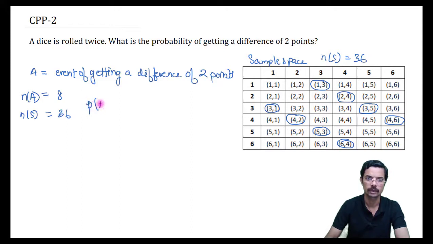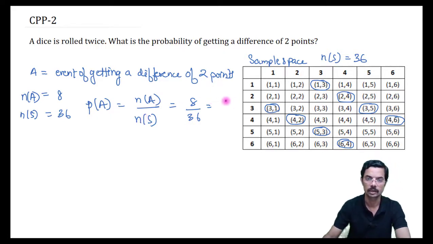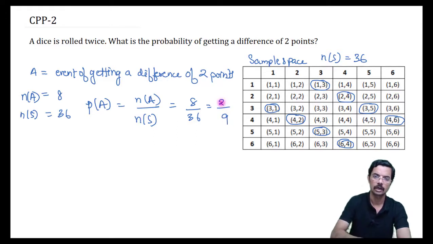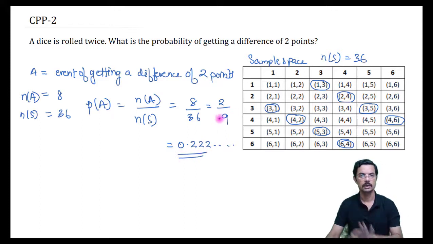So probability of the event A is equal to number of elements in A favorable to the event A divided by number of elements in the sample space, which is equal to 8 by 36, which can be simplified to 2 by 9. We can even further simplify into decimals. That will be 2 divided by 9, which will be equal to 0.2222 and so on. Whatever is given in the options we can select.